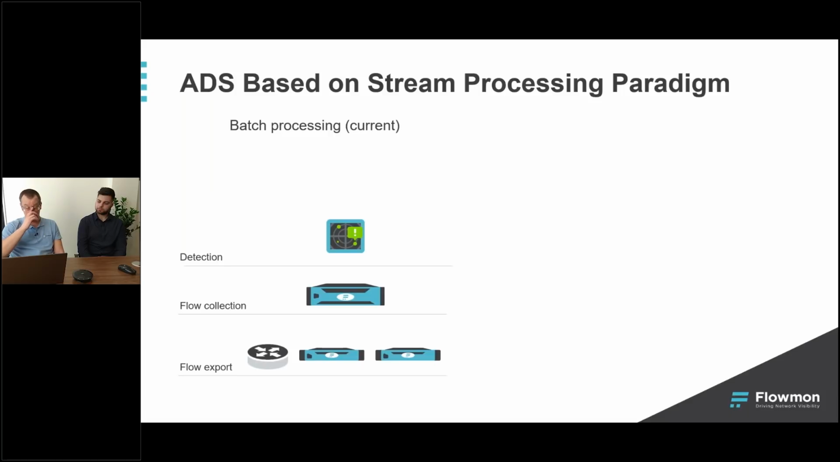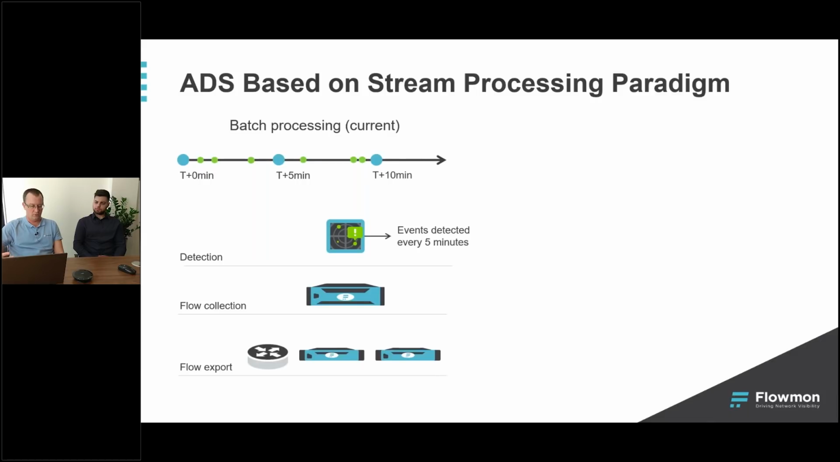The last slide that I have related to ADS, I would say the most important one, is a shift from the batch processing that we currently use to a new stream processing. What does batch processing mean? Flows that are received by the collector are accumulated for 5 minutes, and after 5 minutes, ADS takes these flows, processes them and generates events. This process happens over and over. Every 5 minutes, you get an update of the detected events.